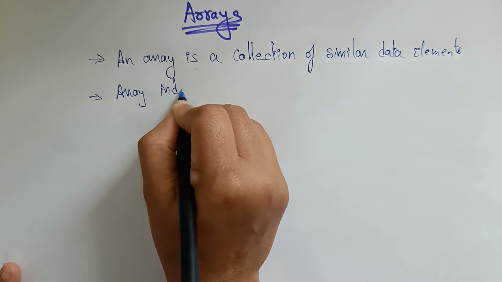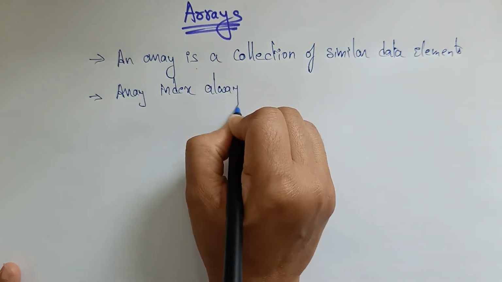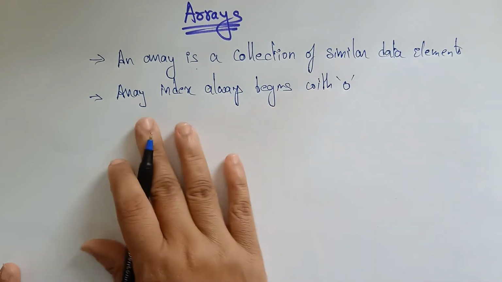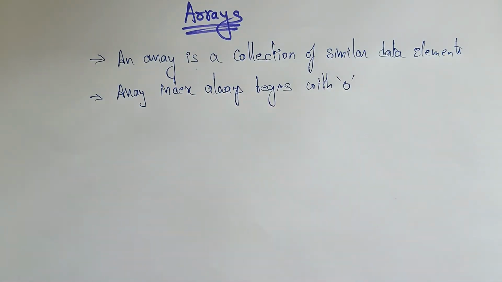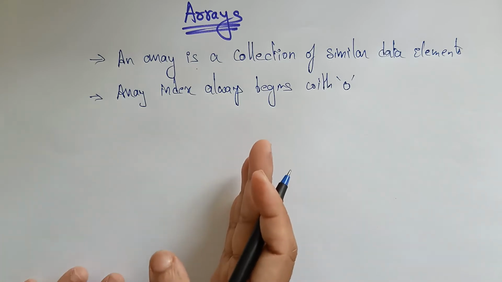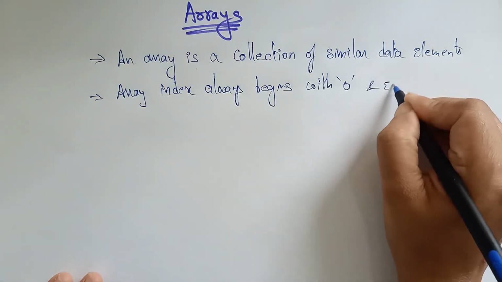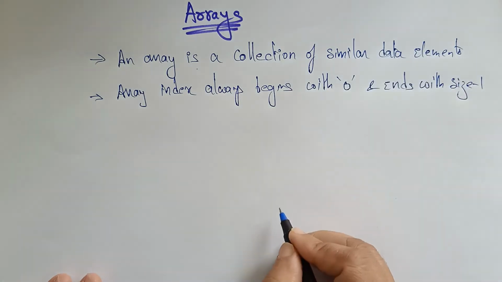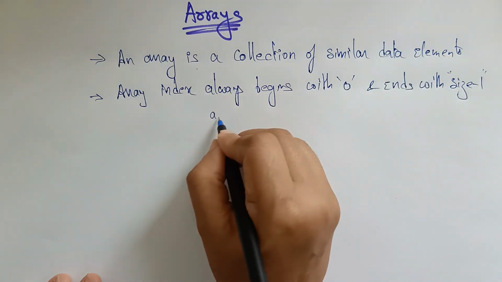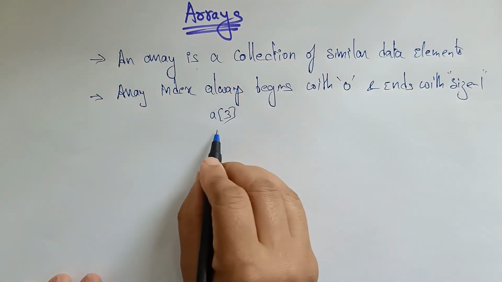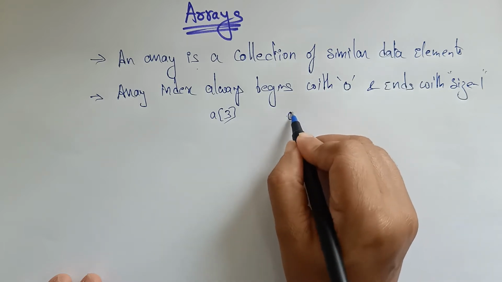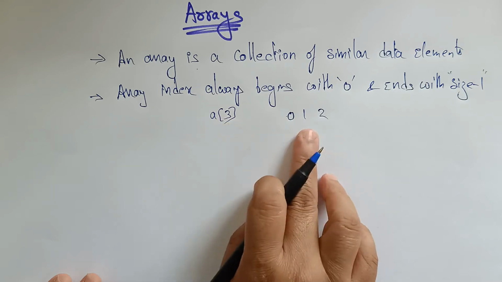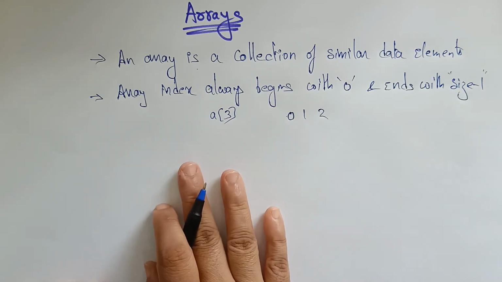Array index always begins with 0. So remember, students, the index, that is the location of the starting element, always begins with 0 and ends with size minus 1. So what does it mean? Suppose the array size is 3. Array size is 3 means the index goes 0, 1, 2. Okay, 3 minus 1, size minus 1, is 2.